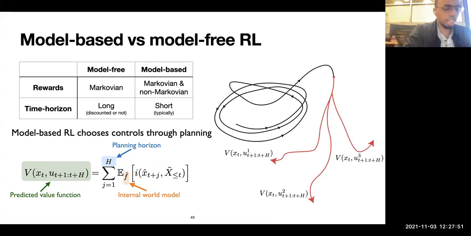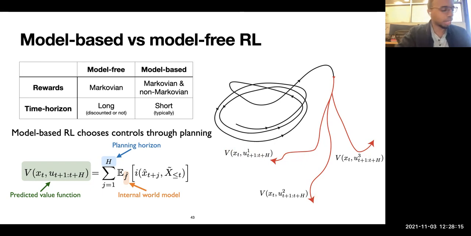So here we have a nice little graphic. Suppose this was the state of the agent. It would take in 3 different control sequences, U1, U2, U3. For each of these, it would predict where it would go. As you can see here, we have these 3 different red lines. For each of these red lines, you would compute the predicted value function and choose the control sequence that would lead to the maximum predicted value function.